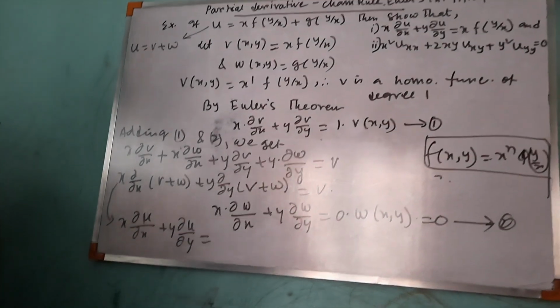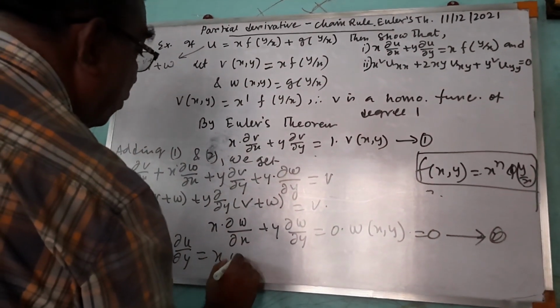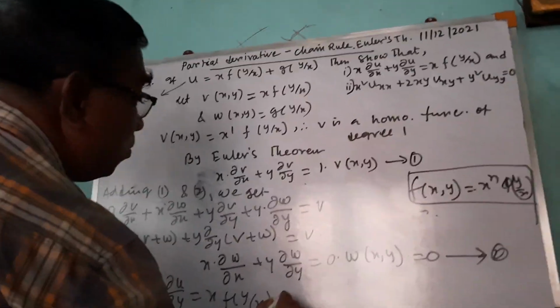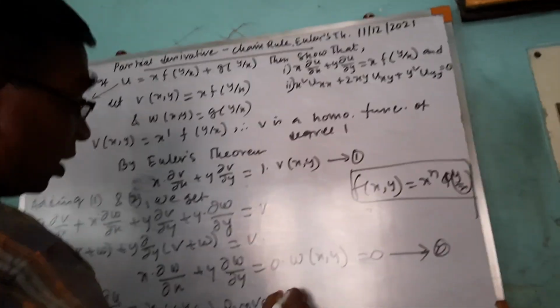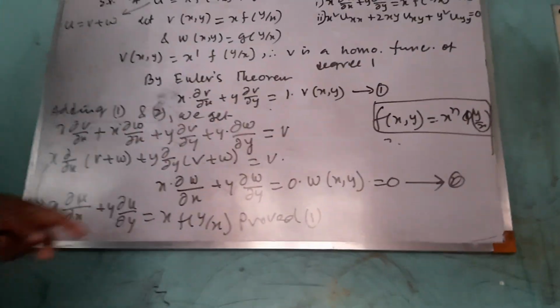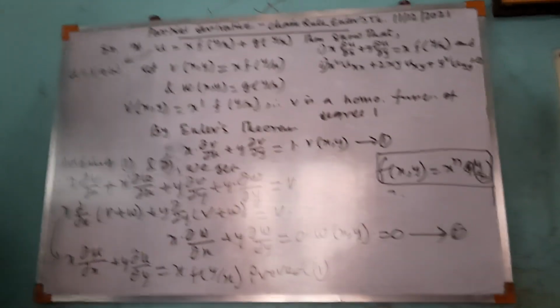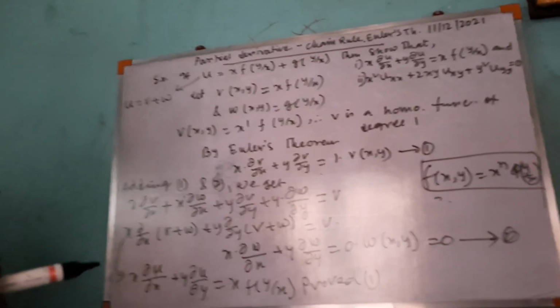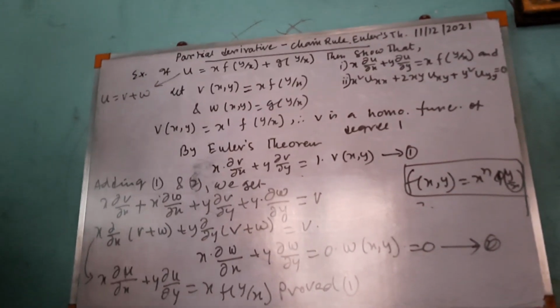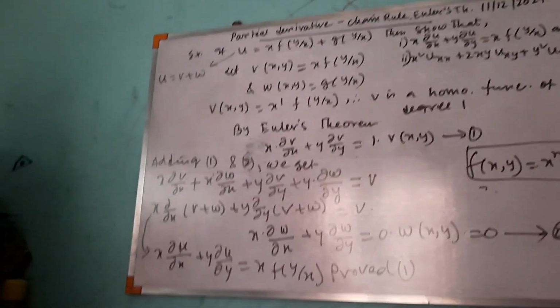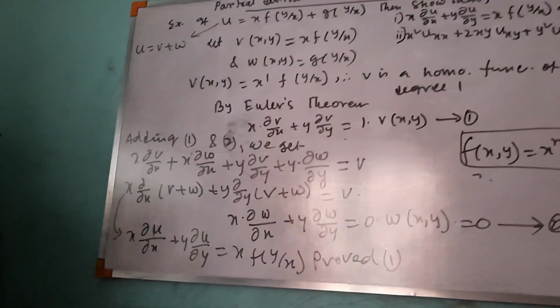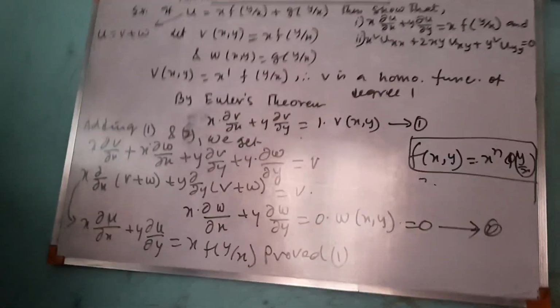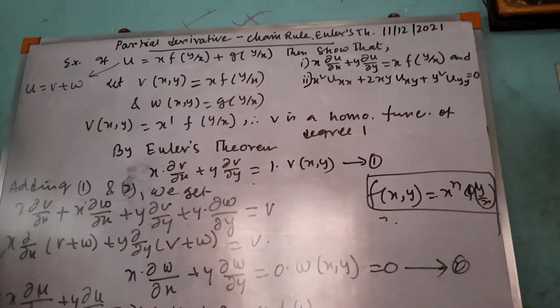What is v actually? x into f of y by x. This is proved. First part I have proved here. In place of v I can write this. Now in the second part, what I am doing here, everybody understood the first part? No problem, I think this is very easy. Now the second part I am doing.